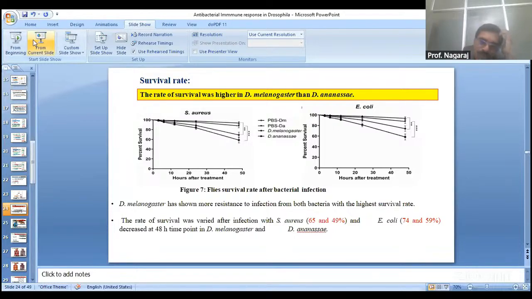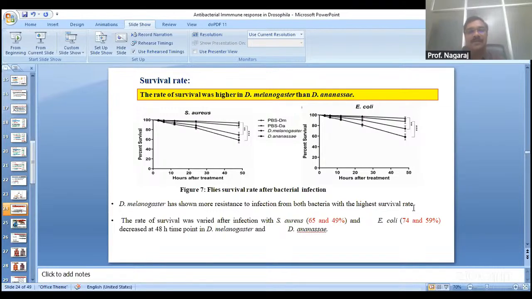whether both fly species have the same survival rate or ability to survive the different bacterial strains. What we got is that the rate of survival was higher in melanogaster than in ananassae. And that is probably because Drosophila melanogaster has shown more resistance to infection from both bacteria, with the highest survival rate. No difference between bacterial strains. For both bacterial strains, melanogaster shows resistance. That means a high survival rate.